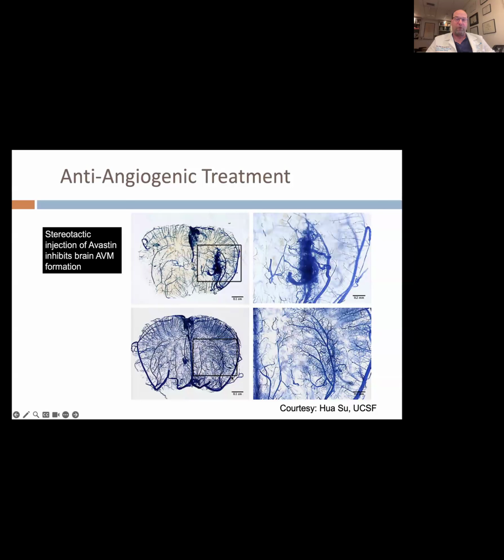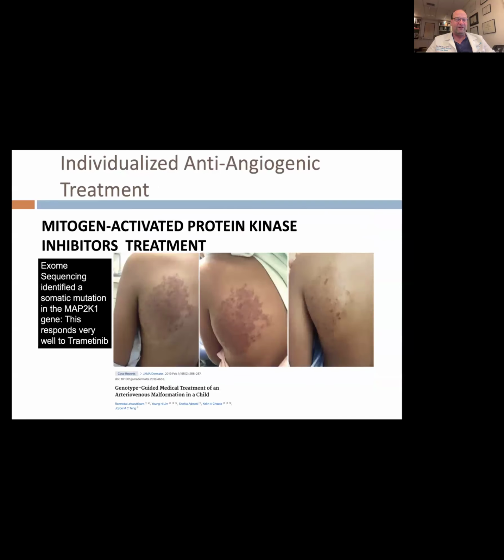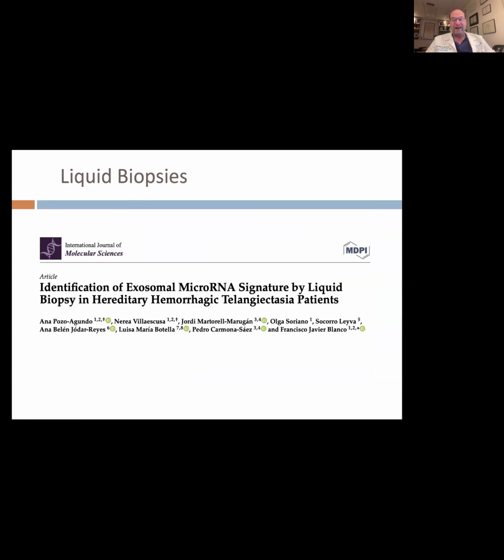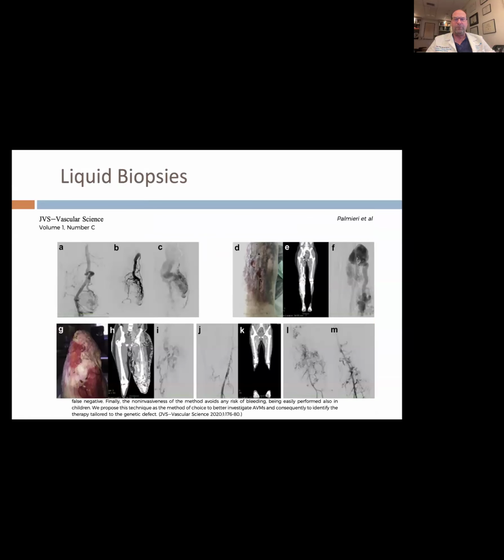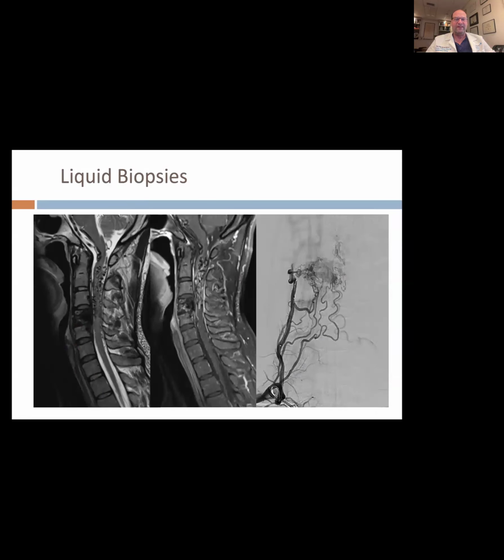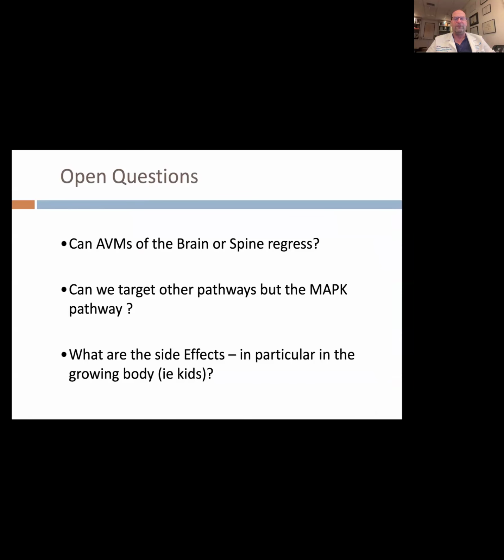Now, there are lots of open questions there. We do know that even in sporadic AVMs, MEK inhibitors work. We can identify through microRNA signature what type of vascular malformations we are having, as in this example, using so-called liquid biopsies. But there are lots of open questions still.